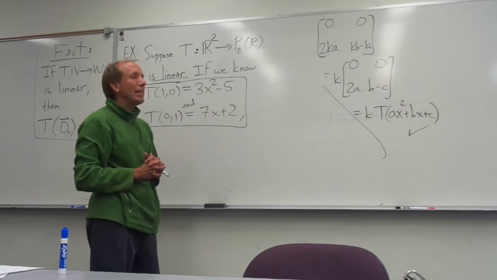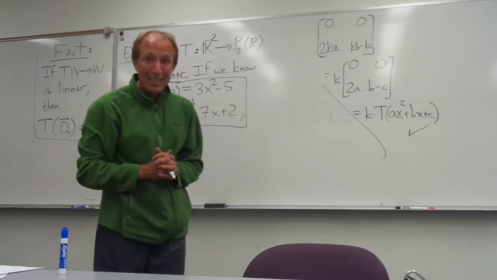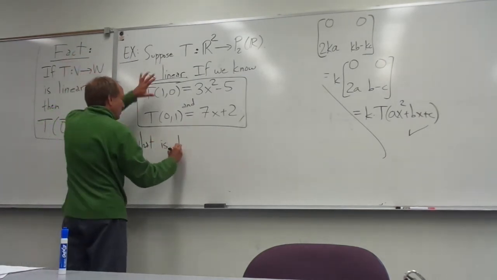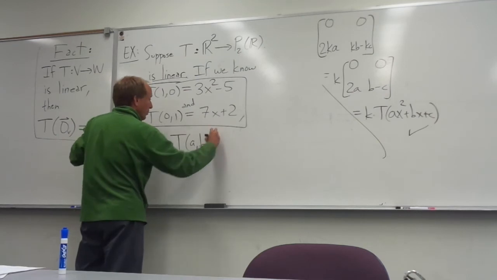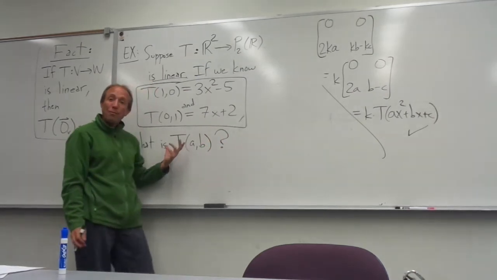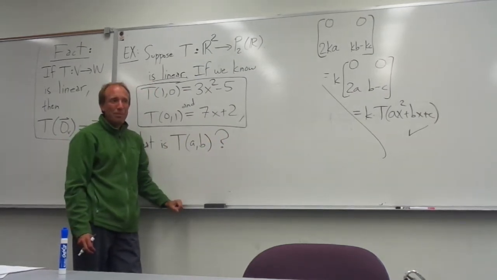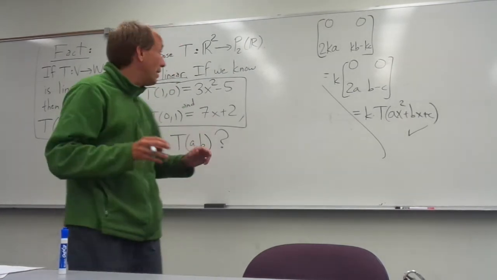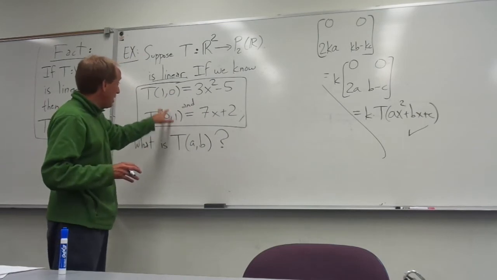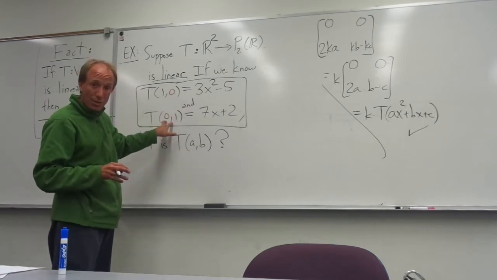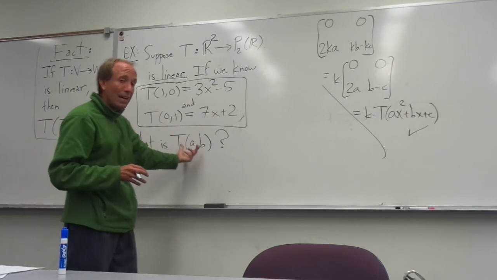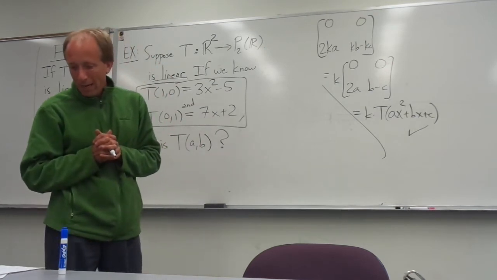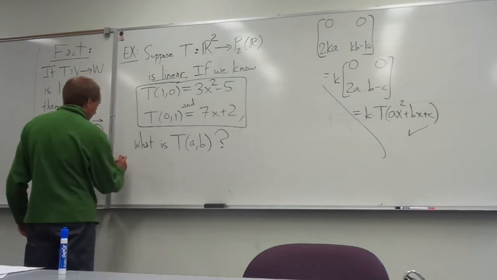So I have not given you the formula for T, but I claim that based on this information alone, we can find the formula. This is really powerful. It means if I know what my transformation does just to these two basis vectors, then I can find out what T does to any other point (a, b). Here's the reason.